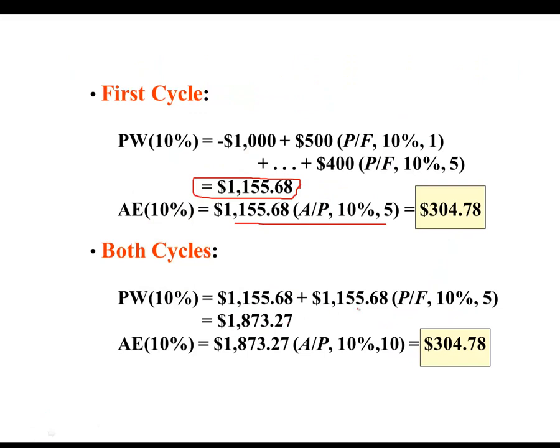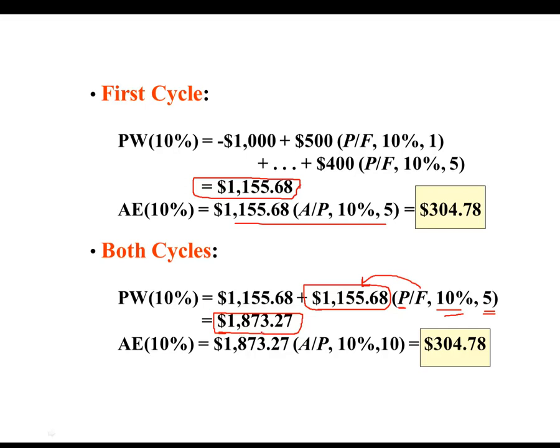And what will happen here is that now this is considered as future, so I need to find the present value for this future value given i of 10% and over 5 periods, n equals 5. Once I find that, I will add it to the actual present value for the first cycle. This is the present worth for the first cycle, and the net present worth will be equal to $1,873.27.